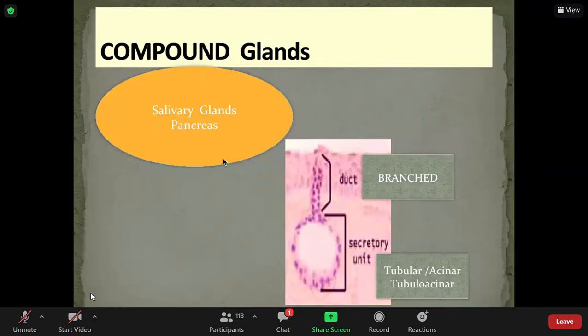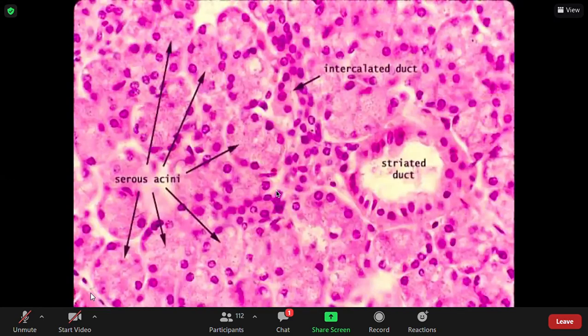How about compound? Examples of compound glands are your salivary glands and pancreas. If you look at their ducts, they are already branched, whereas the shape of the secretory unit can be tubular, acinar, or tubulo-acinar. So look at that, the ducts are branched. This one, these are your acini.